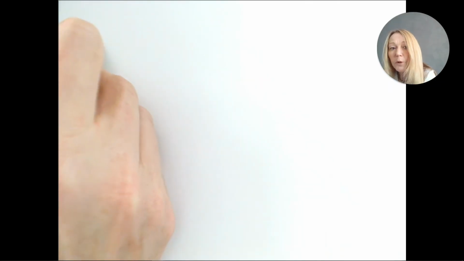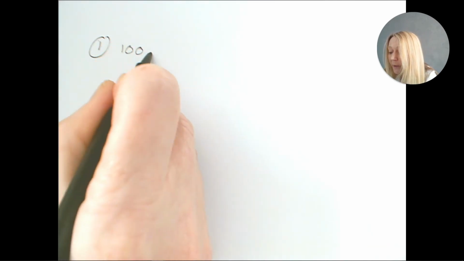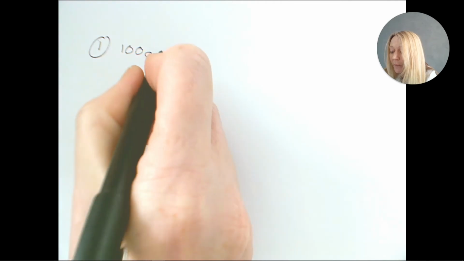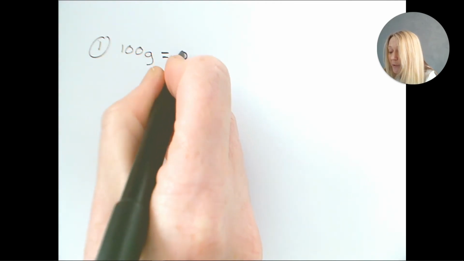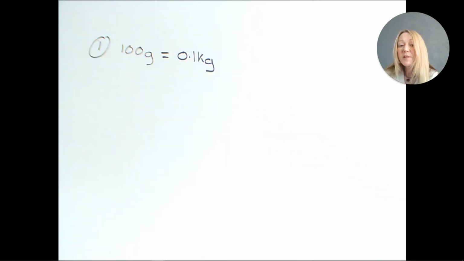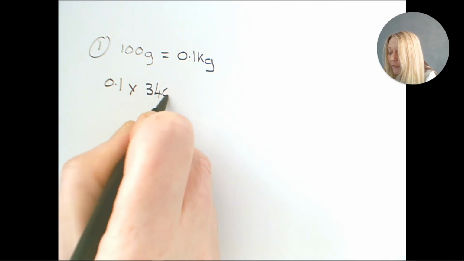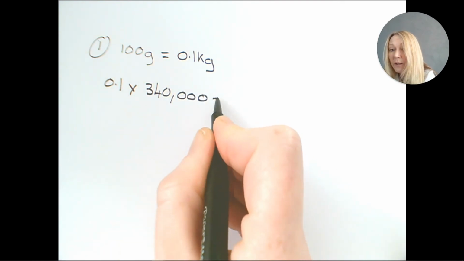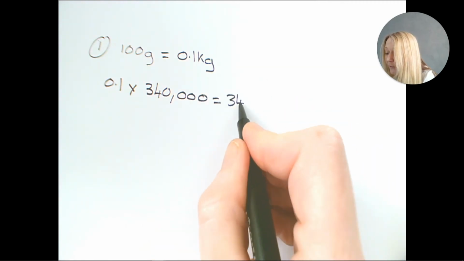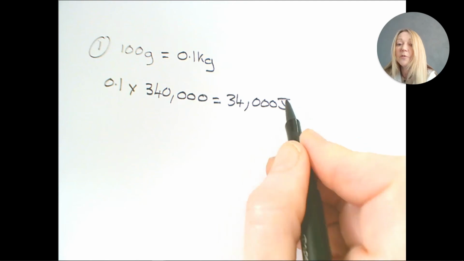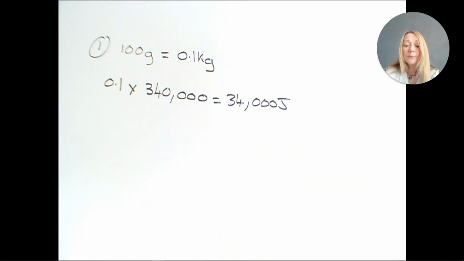Okay, so the first question was basically the specific latent heat equation. So we had 100 grams, and again we need to change those units, so it's 0.1 kilogram. And we simply times that by the latent heat of fusion. So 0.1 times 340,000 gives us 34,000 joules of energy to change that state.